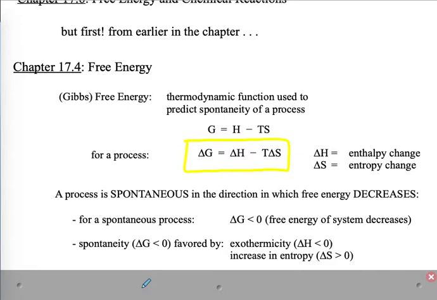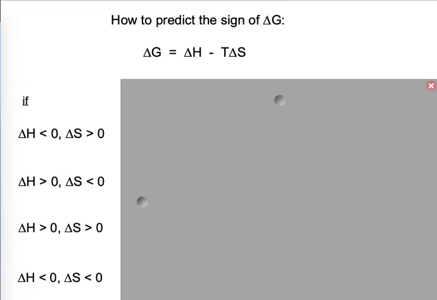So how does all this play out in terms of predicting for a given set of delta H and delta S whether a process will be spontaneous or not? Well, let's look at all possibilities. We begin with our most important equation, delta G equals delta H minus T delta S, and let's consider the four possible combinations of signs of delta H, the enthalpy change, and delta S, the entropy change.